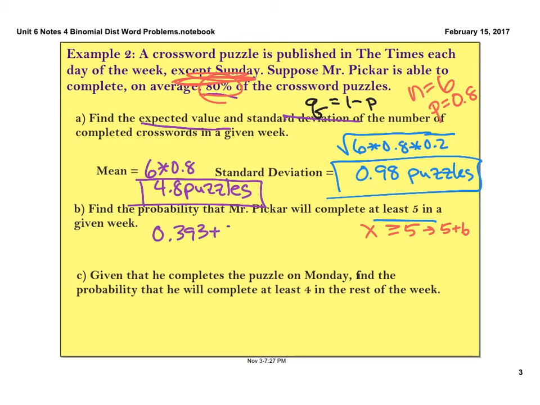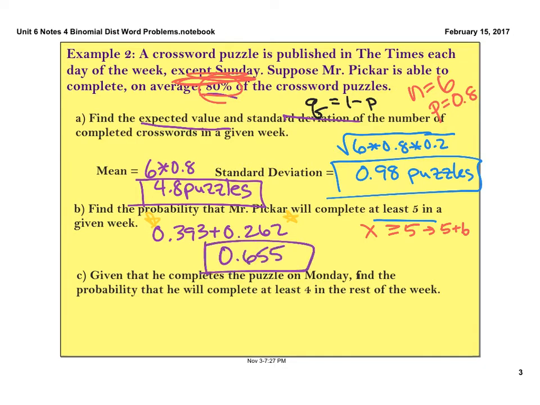The 5 and the 6 here are going to be 0.393 plus 0.262. Bust out your chart with me and follow along. See if you can find these 2 numbers that I have right here and make sure that you're finding the same things that I'm finding so that you know you're reading the chart the right way. So I'm looking at the 6 box, the 0.8 column, and I want options 5 and 6 for my numbers of successes. So put those two things together, 0.393 plus 0.262, and I get 0.655 for a probability there.